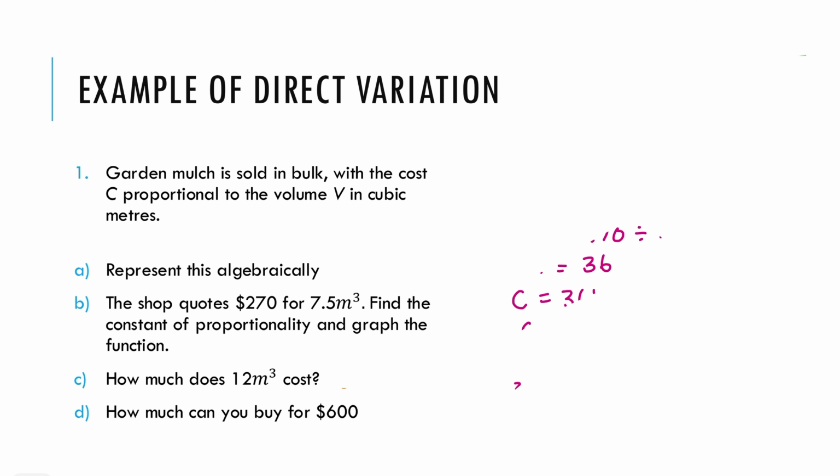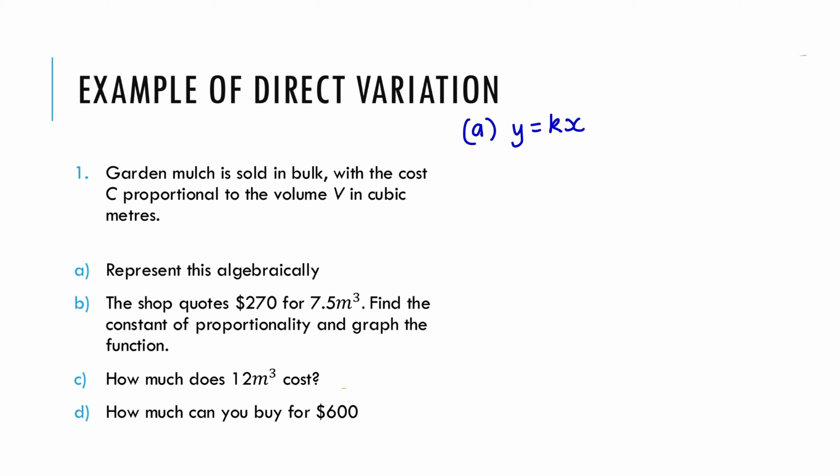So here, our first example is that for garden mulch being sold in bulk, the cost is C and it is proportional to the volume V in cubic meters. So first thing we want to do is we want to represent this algebraically. So here we're going to start with A, and the first thing I like to do is I actually just like to write the form of the direct proportion, which is y is equal to kx.